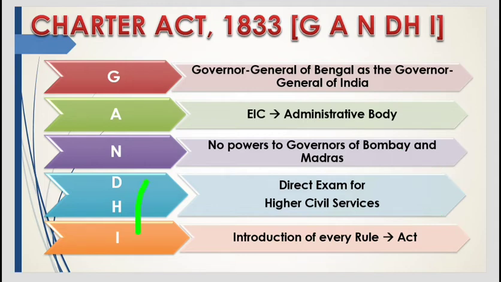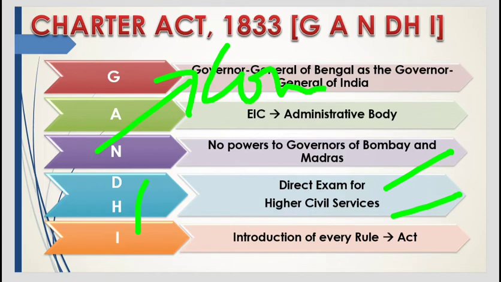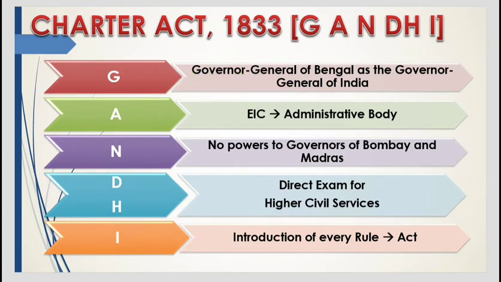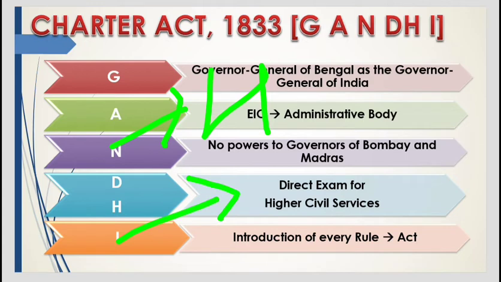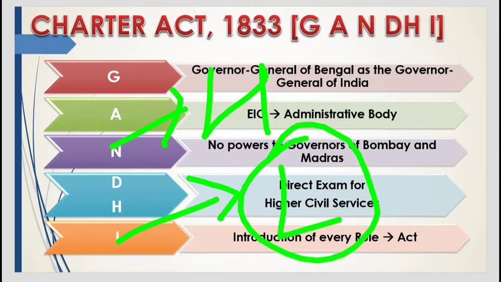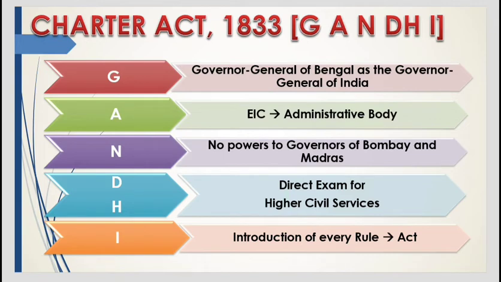Next, here D and H, they are together. It stands for Direct Exam for Higher Civil Services. At that time, there were two kinds of civil services. First, the covenanted civil services and second is uncovenanted civil services. Covenanted civil services were called the higher civil services and uncovenanted civil services were called the lower civil services. And this thing is very important that it was only an attempt to introduce a system of open competition for selection for Indians as well, but this provision was negated by the Court of Directors.